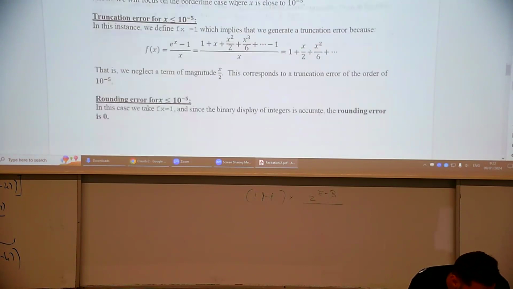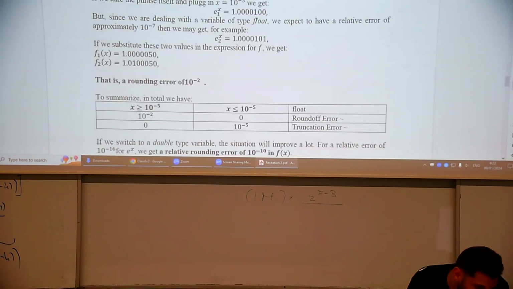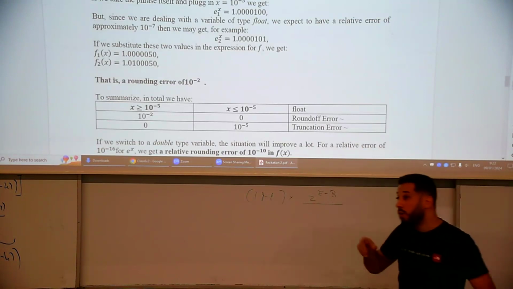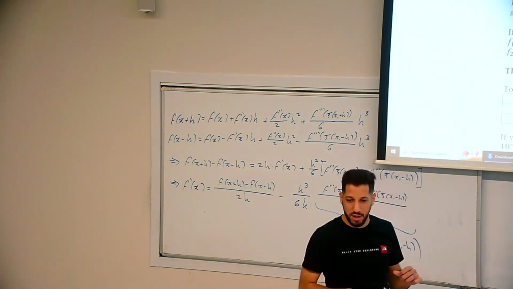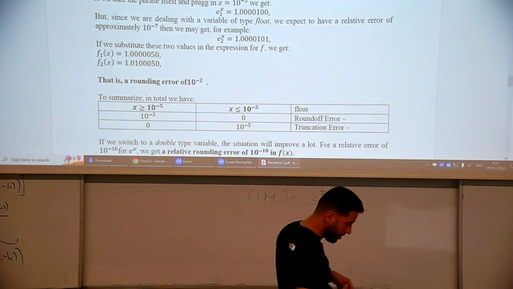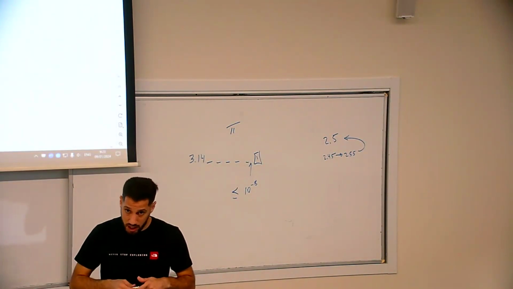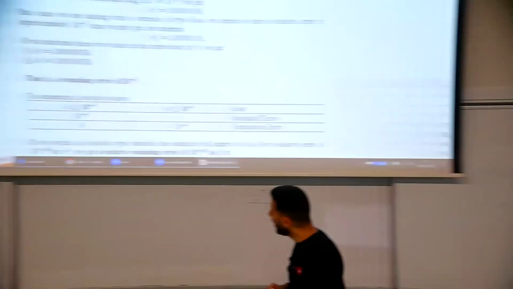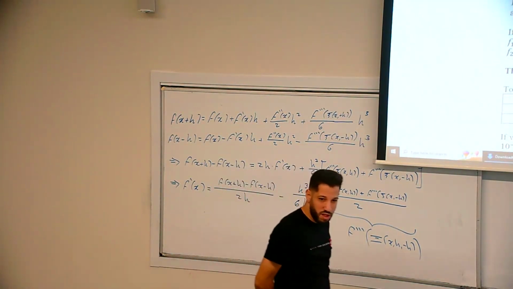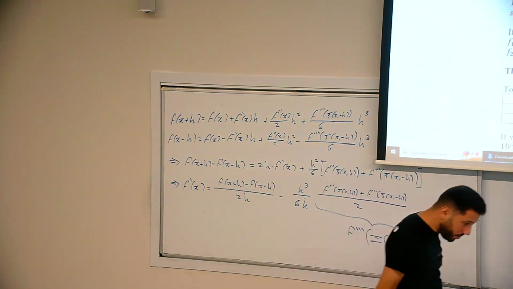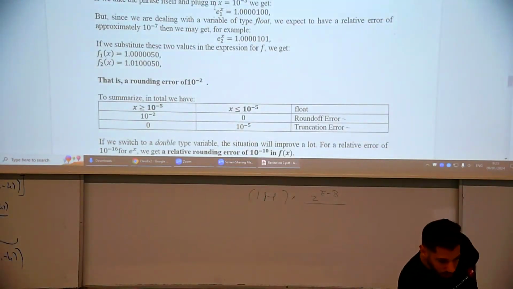And above 10 to the minus 5, we assume that the computer knows exactly what the exponent is, but when it uses finite cells, it rounds it. So there's no truncation error, but there is a rounding error, and the rounding error is crucial here. What do I mean by crucial? It's bigger than the 10 to the minus 7. Why? Because it is 10 to the minus 7 in the e to the x.